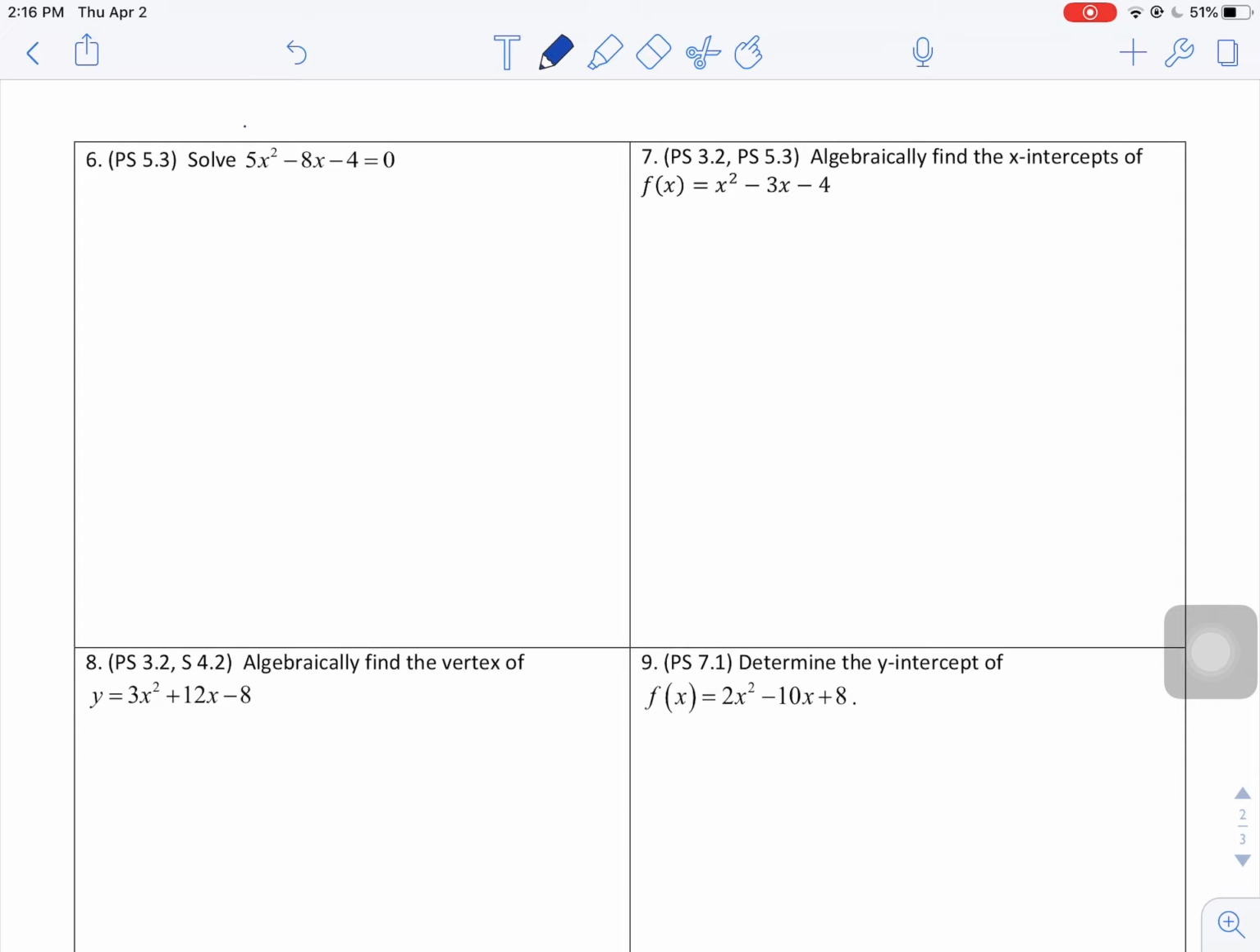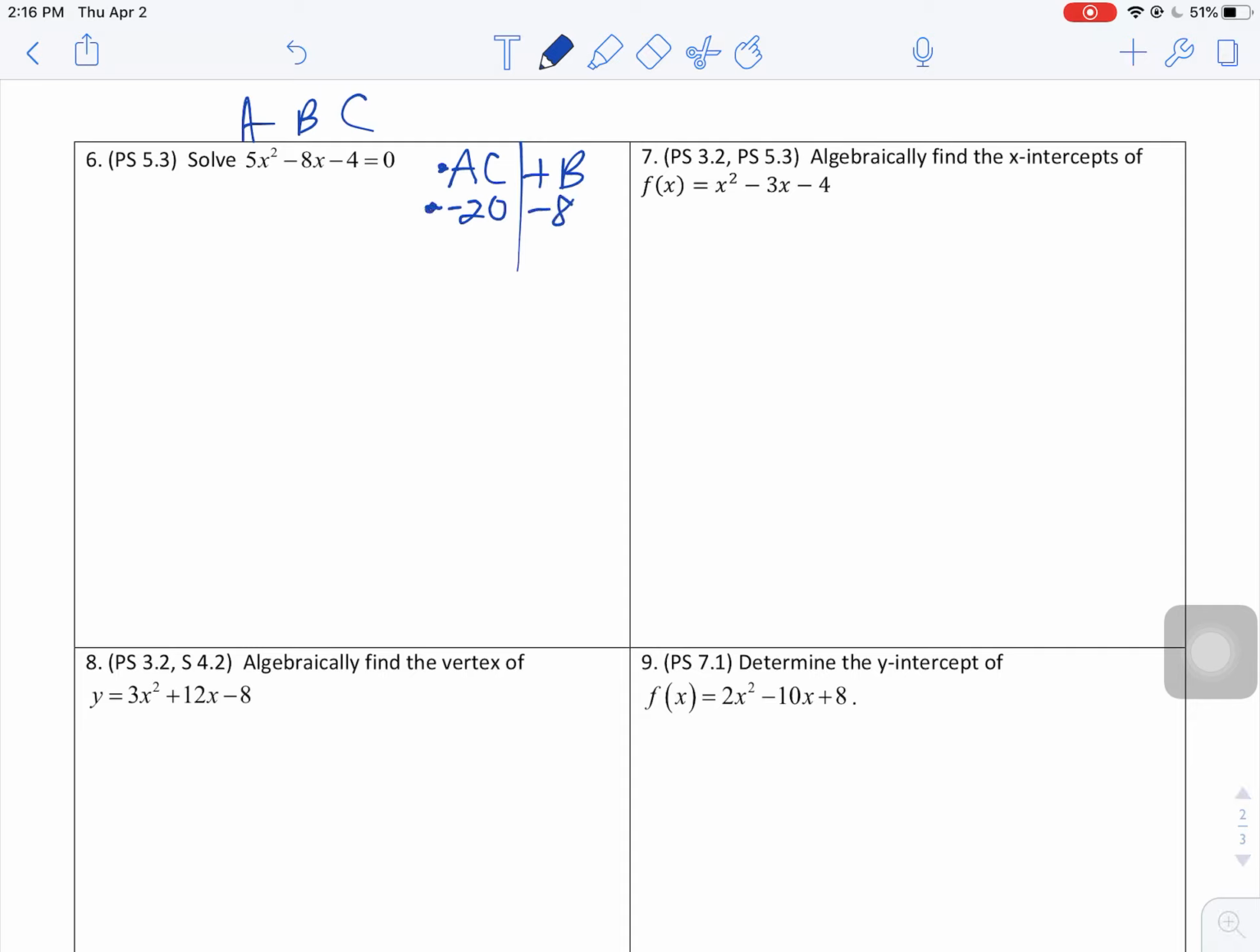So remember, this is a, b, and c. So we want two numbers that multiply to a times c and then add up to b. So 5 times -4 is -20, and then b is -8.